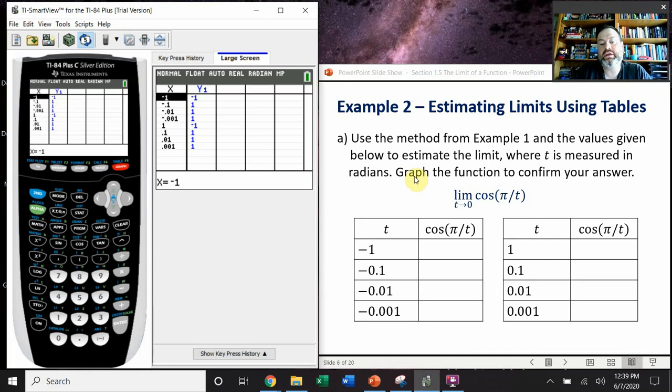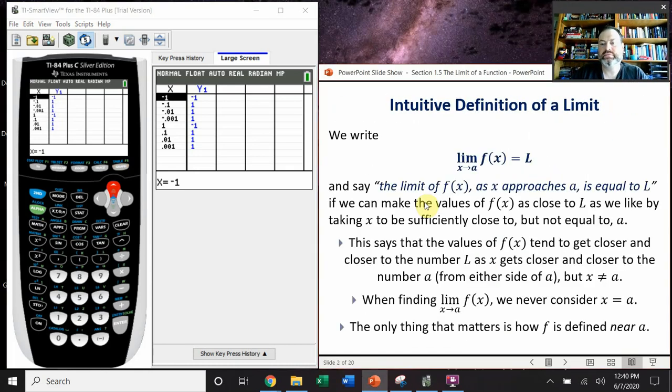So you might think, well, it looks like the limit is 1. But here's the thing. Let's go back and look at the definition here. Look at what it says right here. The values of f of x tend to get closer and closer to the number L. These aren't really getting closer to anything, are they? It starts at -1, and then all of a sudden it's exactly 1. So this doesn't really satisfy the definition.